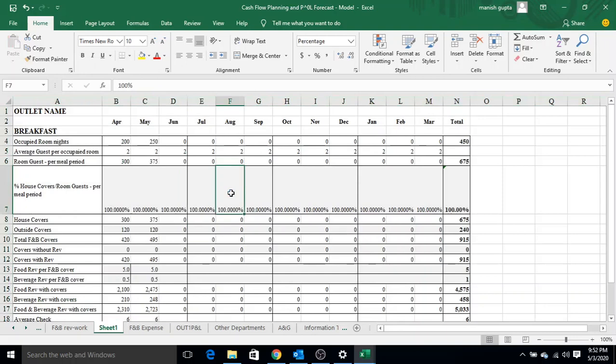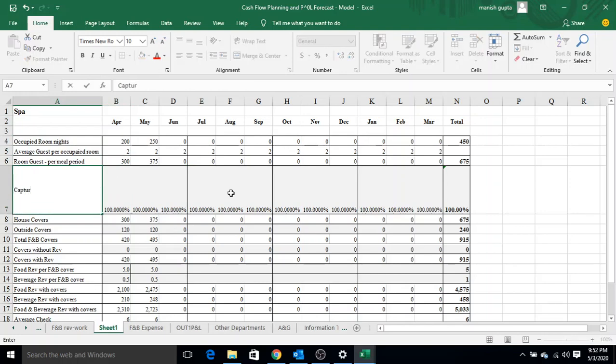Okay, now we can see. So let's say we are doing the spa budget, and the breakfast is not there anymore, so occupied room nights will remain the same, it doesn't change. The percentage capture ratio is again an important thing in the spa. How many customers we are able to get from the in-house ratio traditionally.